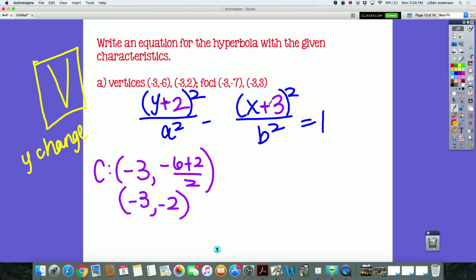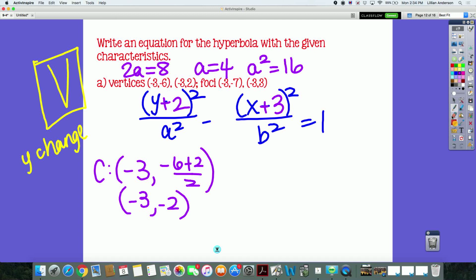Now our vertices are always located on our transverse axis, which is always equal to 2a. So we basically just need to figure out the length between our vertices. The length between our vertices is 8 units. So that means that 2a is going to equal 8, which means that a will equal 4, which means that a squared is going to be 16.